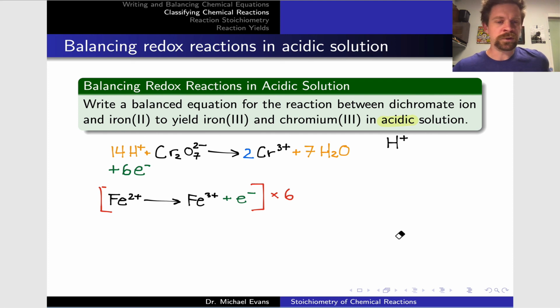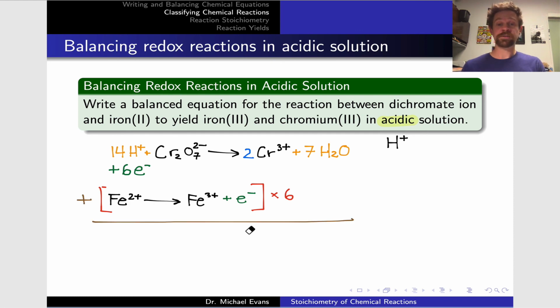And actually, before we do that, it's worth noting that we've identified now that the dichromate to chromium 3 is the reduction process, and the iron 2 to iron 3 is the oxidation process, and we can tell that based on where the electrons show up on the reactant side or product side.